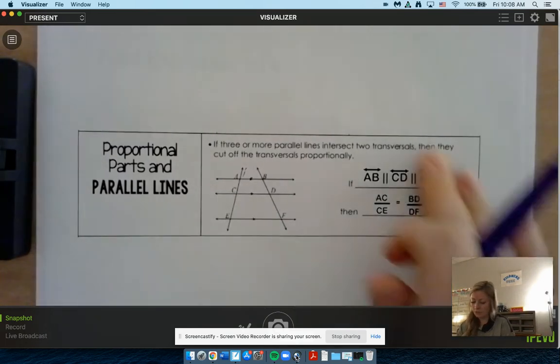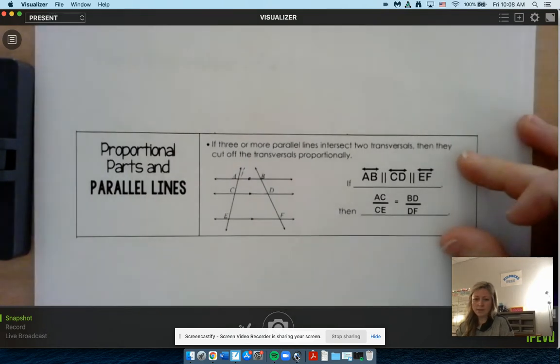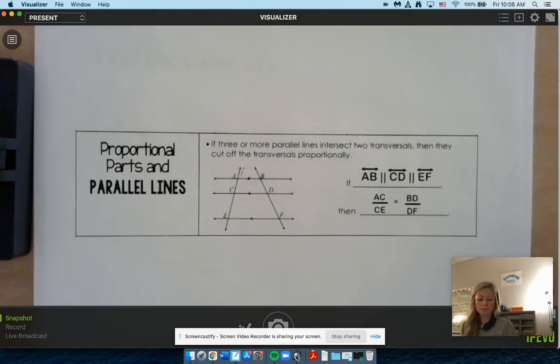So I'll give you a second to make sure you jot that down. And then we will try some examples. They're going to look really similar to what we were just doing because it's the same idea, except we don't have a triangle now, we just have lines.